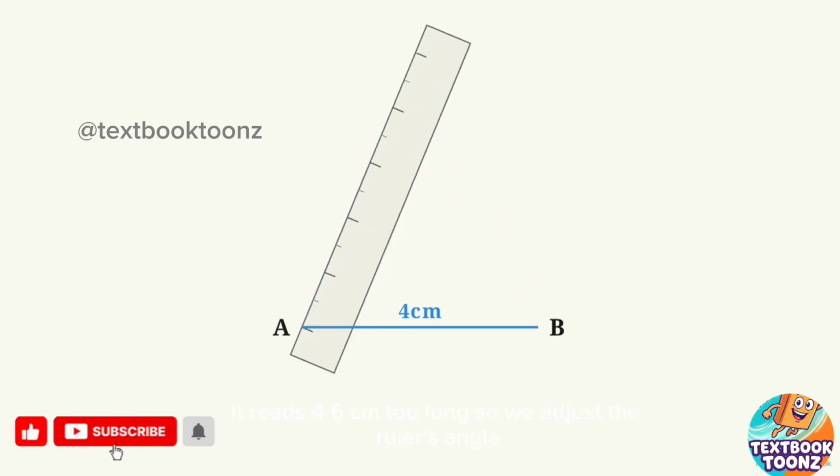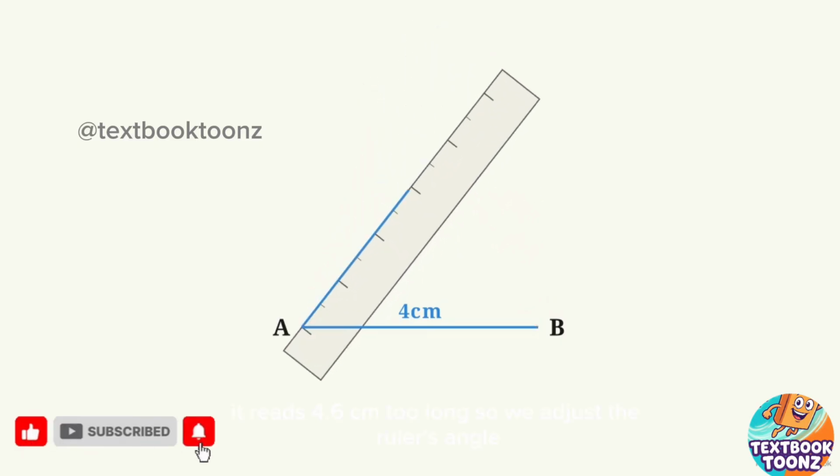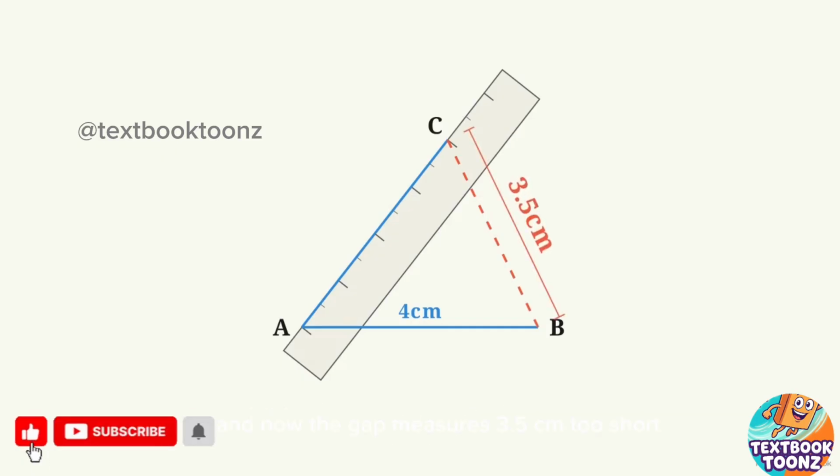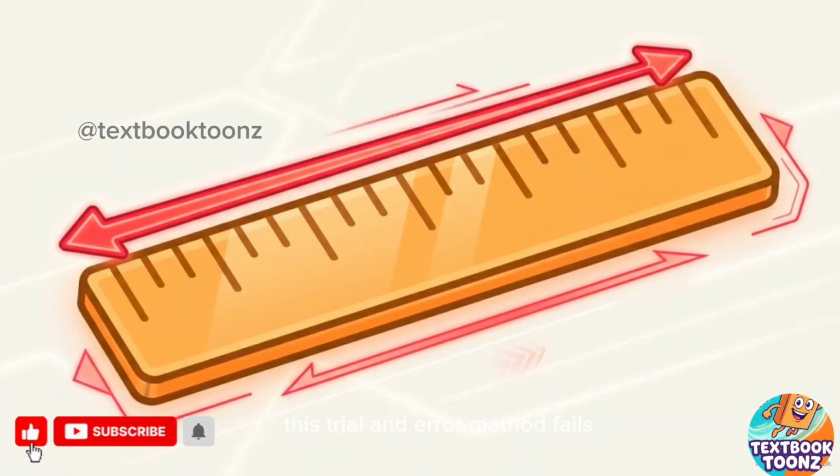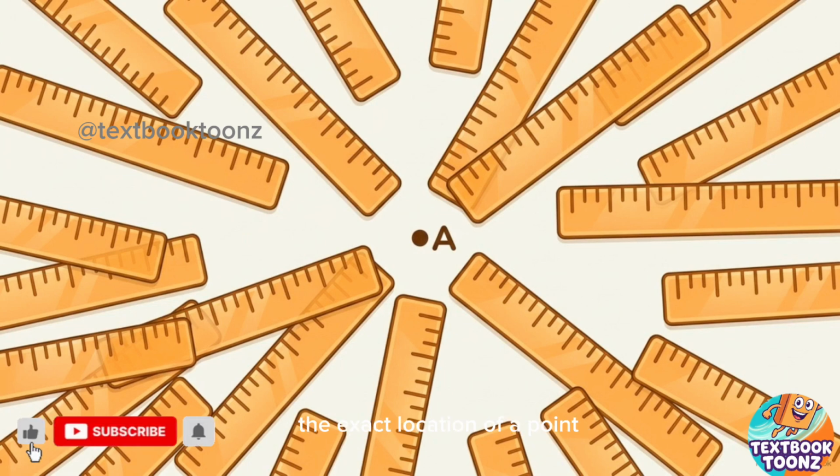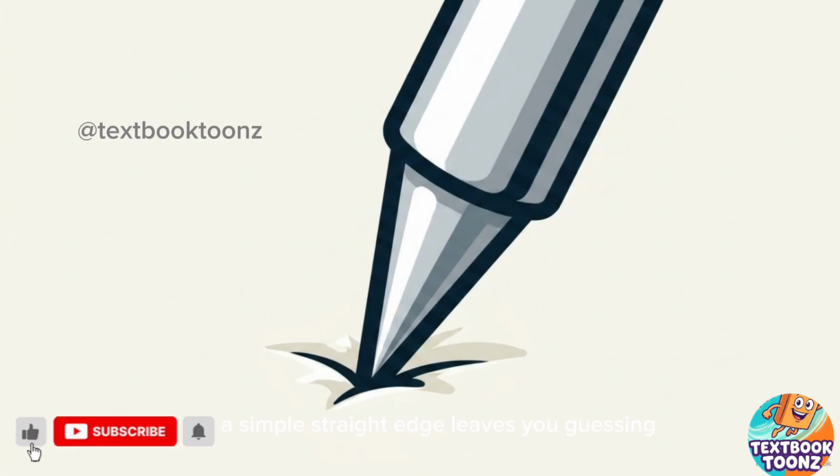It reads 4.6 centimeters, too long. So we adjust the ruler's angle, sketch it out again, and now the gap measures 3.5 centimeters, too short. This trial and error method fails because a straight ruler can only measure distance in a single linear direction. When you are trying to predict the exact location of a point across 2 dimensions, a simple straight edge leaves you guessing. We need a different mechanical constraint.